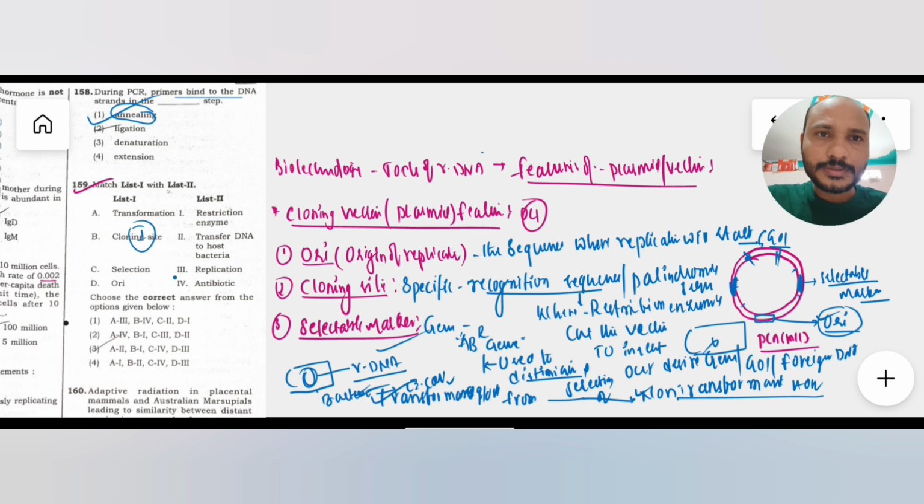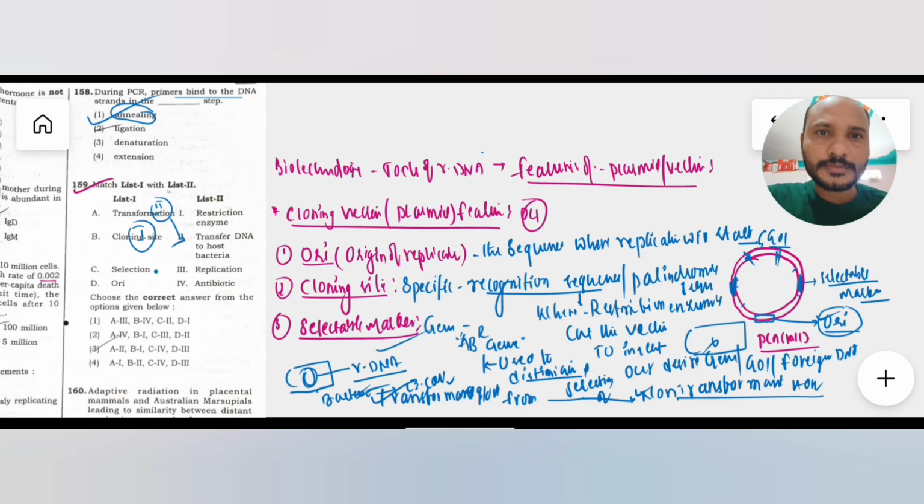So here, ori, transfer of DNA to host bacteria is called the transformation process. Yes. So we have to transfer DNA to the host bacterium, called transfer, means A is 2. So what is transformation? Transfer of DNA. Which DNA? Foreign DNA mostly. So transfer of DNA into a host bacterium, the process is called transformation.